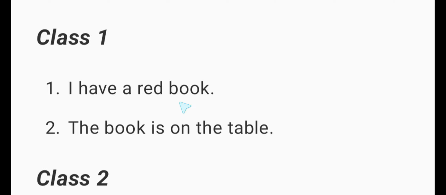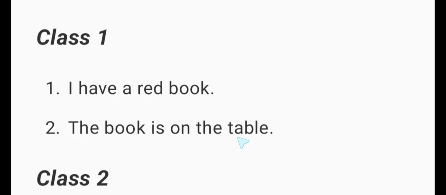Actually, a red book is a noun phrase. The head word of this noun phrase is book. Then the modifier of this book is red. This is the article. Red is an adjective. So a red book is a noun phrase which is used here as the object of the verb have. So here book is a noun. I have a red book.